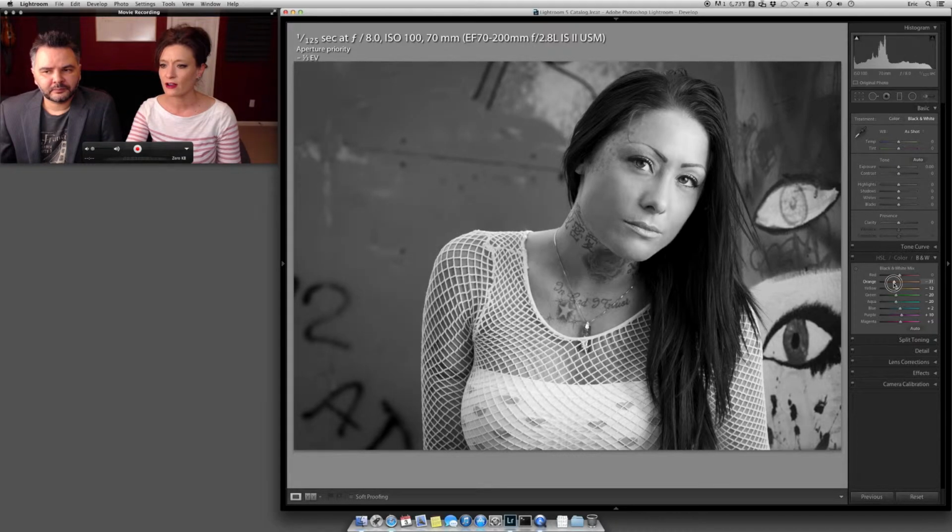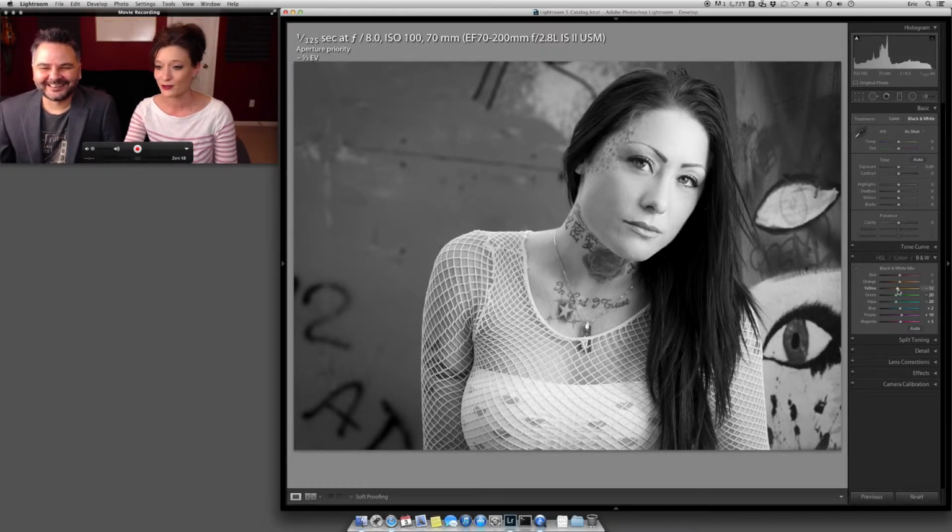Please don't touch the orange slider on people's faces. At least don't go too far. It's very unappealing. It's very Jersey Shore sort of situation that most of us don't appreciate.